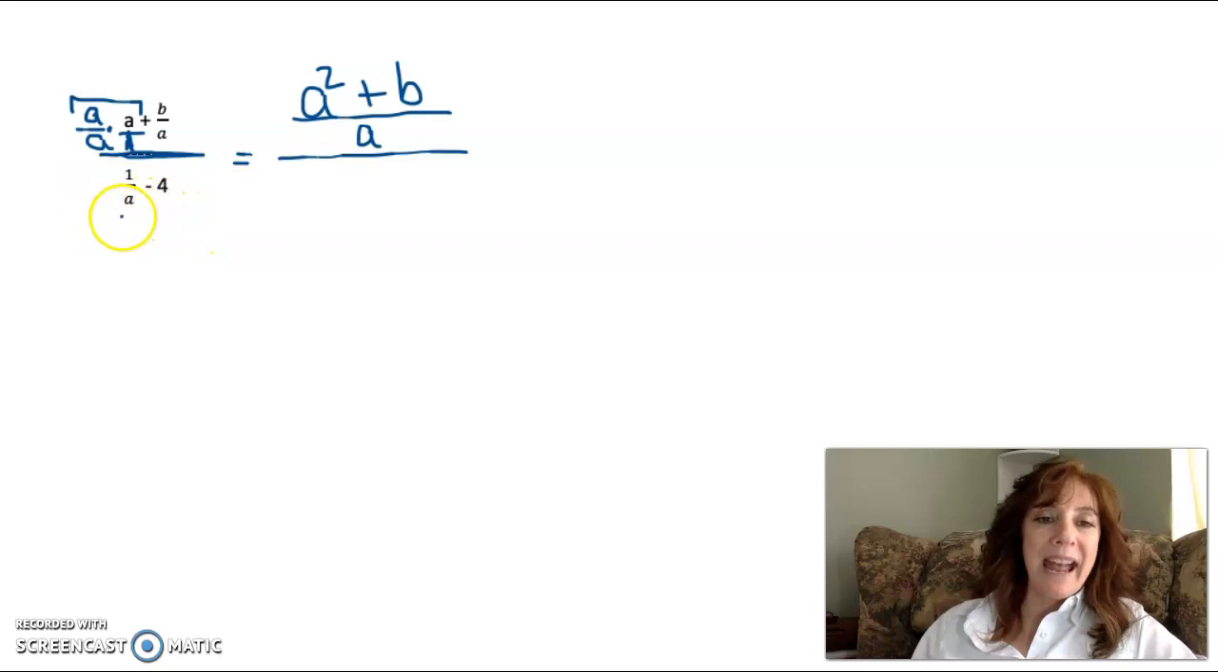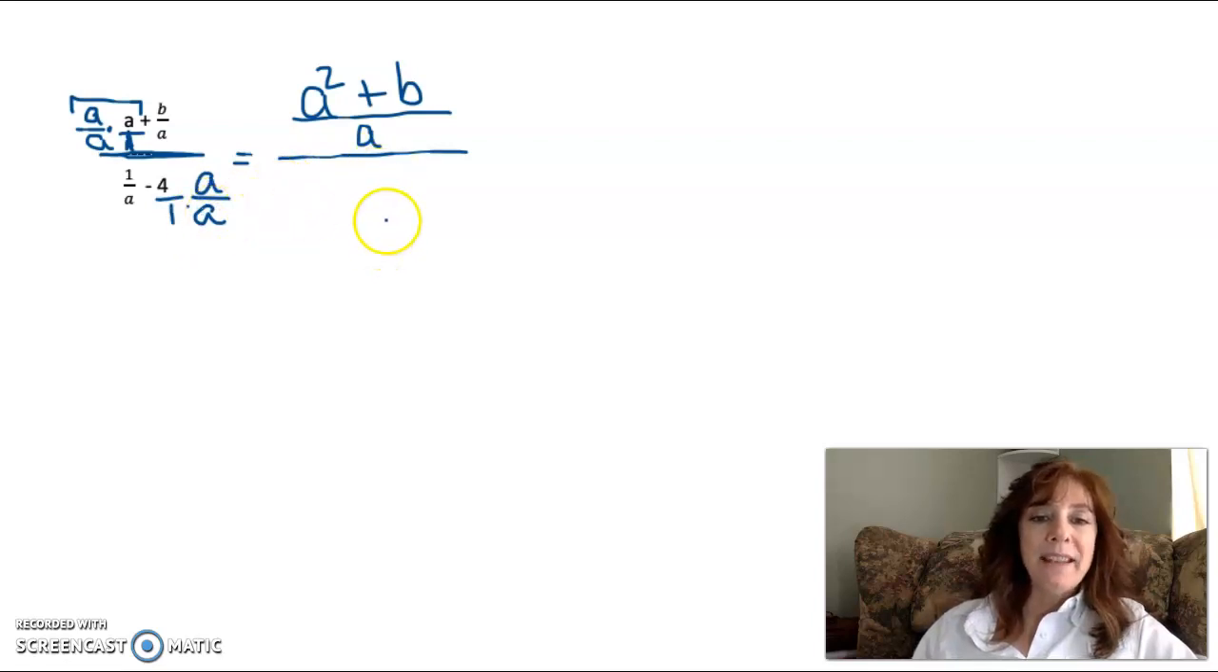4 can be added to a fraction if I write 4 like a fraction. 4 is really 4 over 1. My common denominator is a. My first fraction already has an a. So let's make 4 over 1 have a denominator of a. I multiply times a. But whatever I do in the denominator, I have to also do in the numerator.